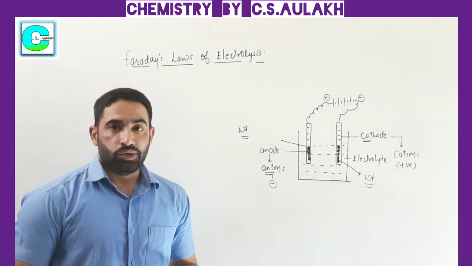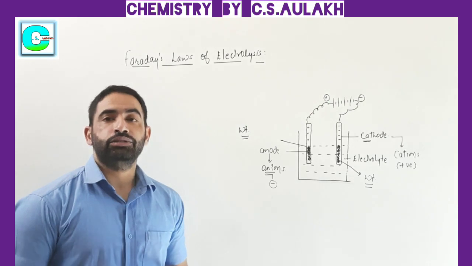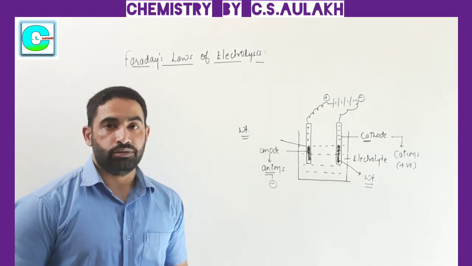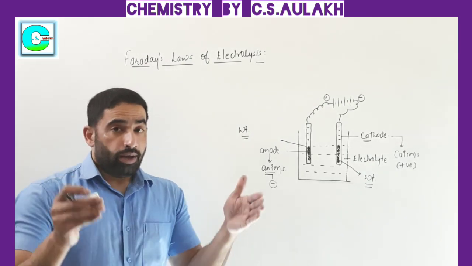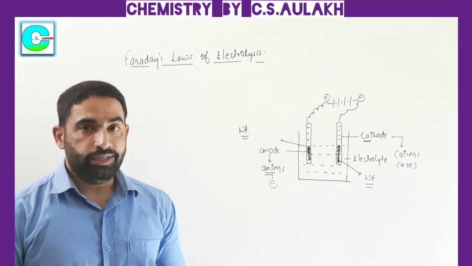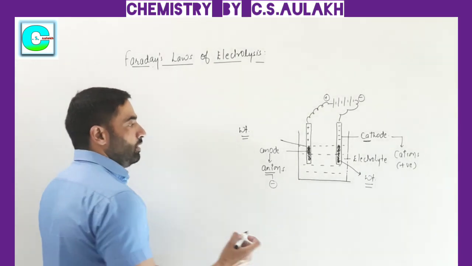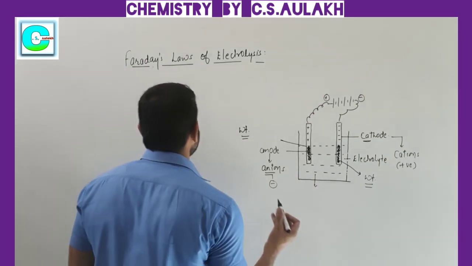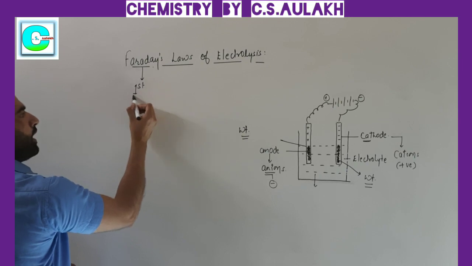For this determination of the weight of the substance deposited over the surface of the electrode, Faraday has given two laws. One is called the first law of electrolysis and the second is called the second law of electrolysis. So we will start with an example. Then after discussing the example, you will become able to write the statement of the law. So first I am taking an example. We are starting with the first law of electrolysis.